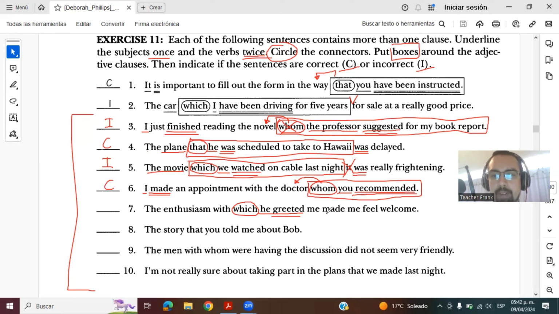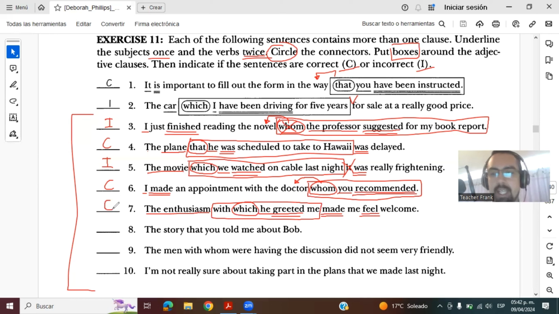And then we have another verb here, and we have another verb here, right? And so the original sentence is the enthusiasm made me feel welcome, right? So we could say with which he greeted me. This one is a little bit confusing because it has with, but we are going to use with which sometimes as part of the connector. Now, number 7 is correct.